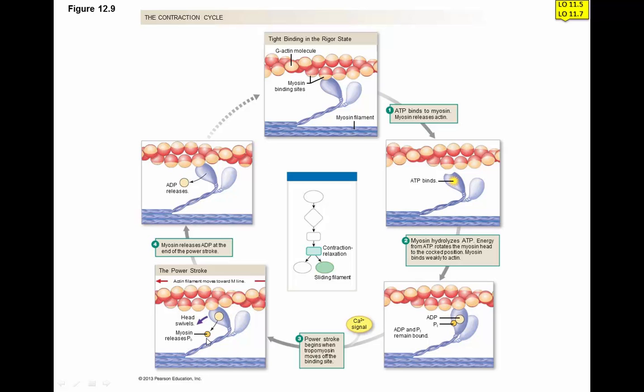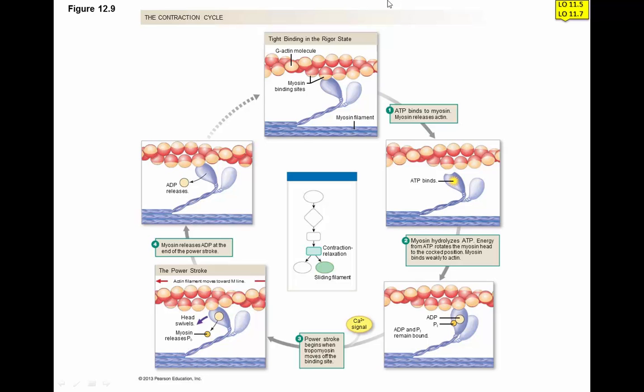Phosphate release initiates the cross-bridge power stroke, and ADP release is essentially the end of the power stroke. After ADP is released, myosin and actin are still tightly bound to one another. We call this the rigor state. Excuse me, we call this the rigor state. We do not call it the state of rigor mortis. Rigor mortis occurs only when the tissue dies.